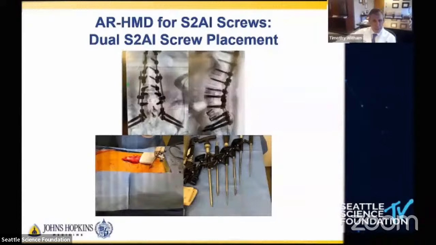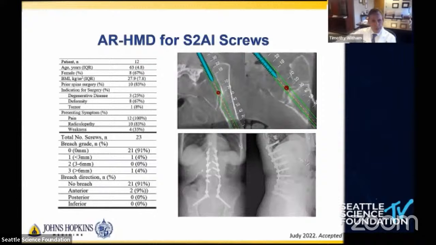We looked at our series on S2AI screws, and it comes in very accurate, probably about 91%. We did have a couple of cases where we breached, and one of the things you can notice on that upper right screen is that we had to solve some workflow issues with being able to actually visualize the entire trajectory of the S2 alar-iliac screws. And we've subsequently been able to work that out. But you can see here, those two breaches in our initial series were thought to be potentially related to the fact that we weren't navigating all the way down the trajectory, so we weren't seeing the final destination. But nonetheless, very accurate.